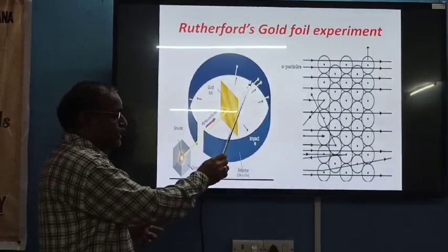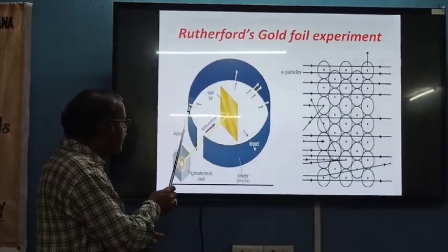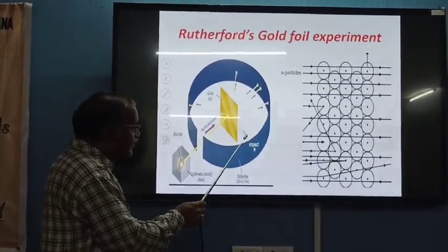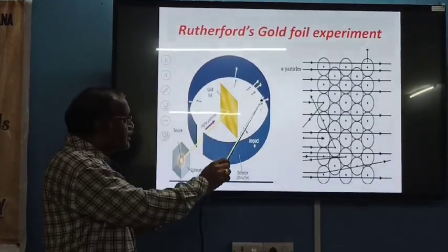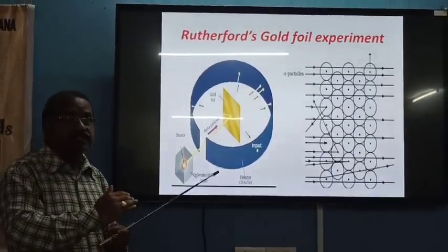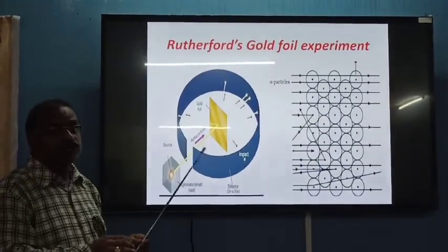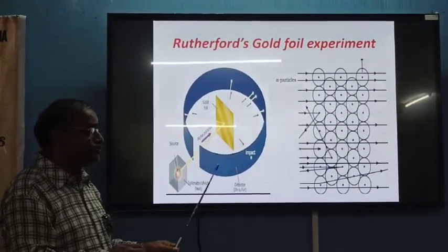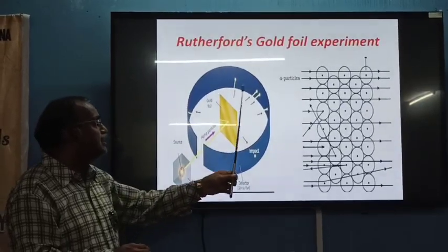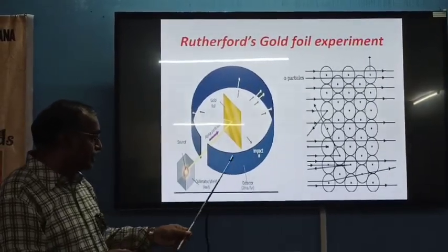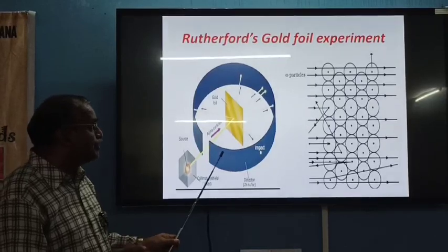If a particle hits here, you will get a glow. If a particle hits here, you will get a glow. This fluorescent screen shows where the alpha particles strike, so we can identify it. For that, the screen is arranged, and this is simply a detector. You can also count how many there are.